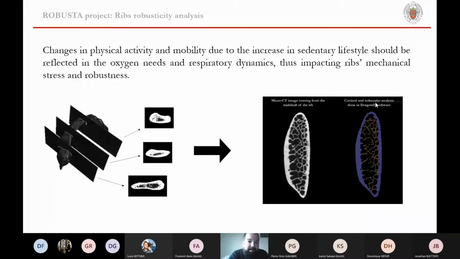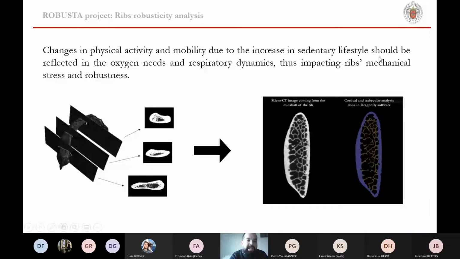And then, how can you quantify or study the rib density or the rib robustness? This is a pilot study that we've done with a software called Dragonfly. In this software, you can differentiate between the cortical and trabecular bone, and you can quantify the area. For example, this is the mid shaft of the rib, quantified through this protocol. In blue color, you can see the cortical bone, and in orange color, you can see the trabecular bone.